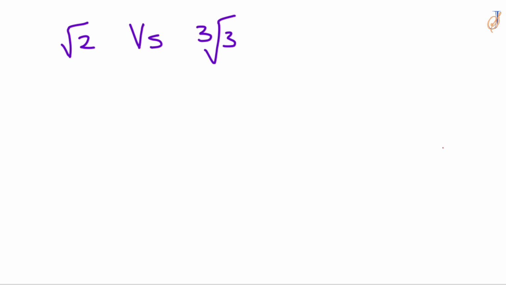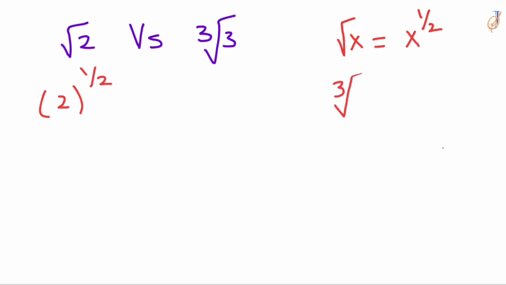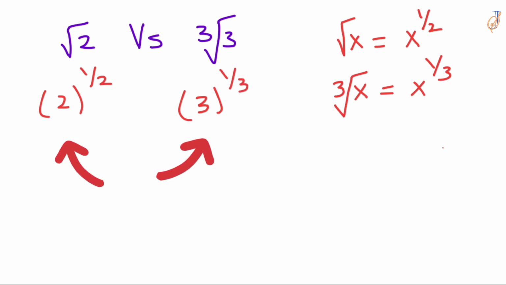Suppose if we have a square root of x, we can write this as x raised to the power of 1 over 2, isn't it? So similarly, root 2 we can write as 2 raised to the power of 1 over 2. If we have a cube root of x, we can write this as x raised to the power of 1 over 3. So this cube root of 3 also we can write as 3 raised to the power of 1 over 3.